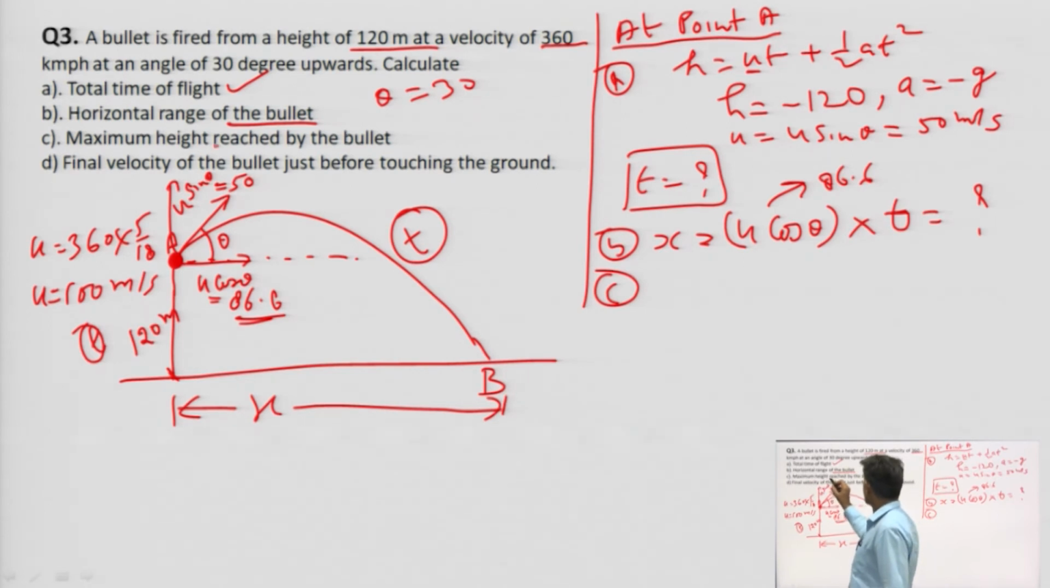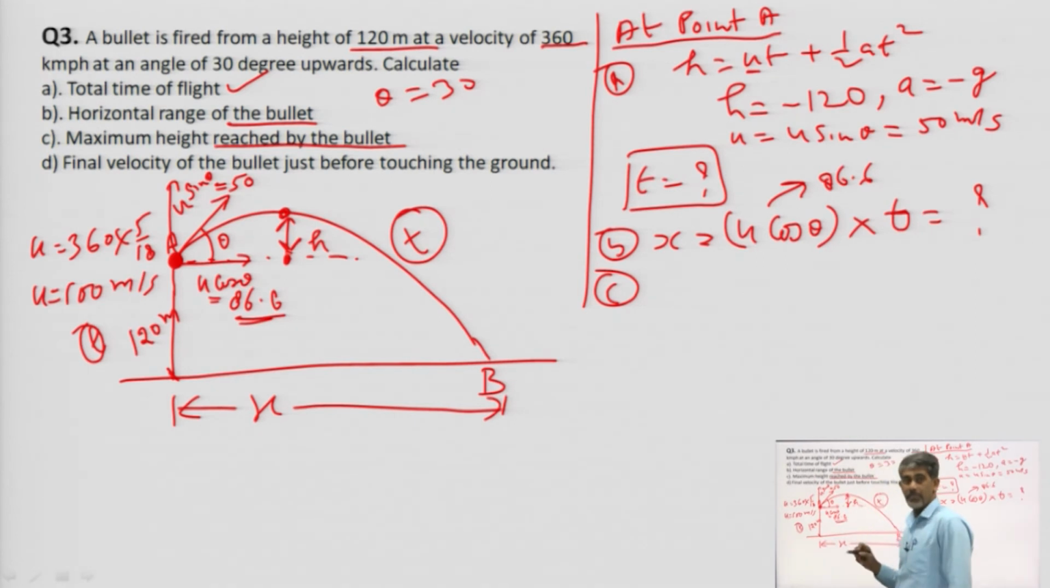The next part C, what we need to calculate? The maximum height reached by the bullet. Means, say this is h. If you are able to calculate this value, then the maximum height will be 120 plus h, because this is 120 here. So, you need to calculate the value of h.